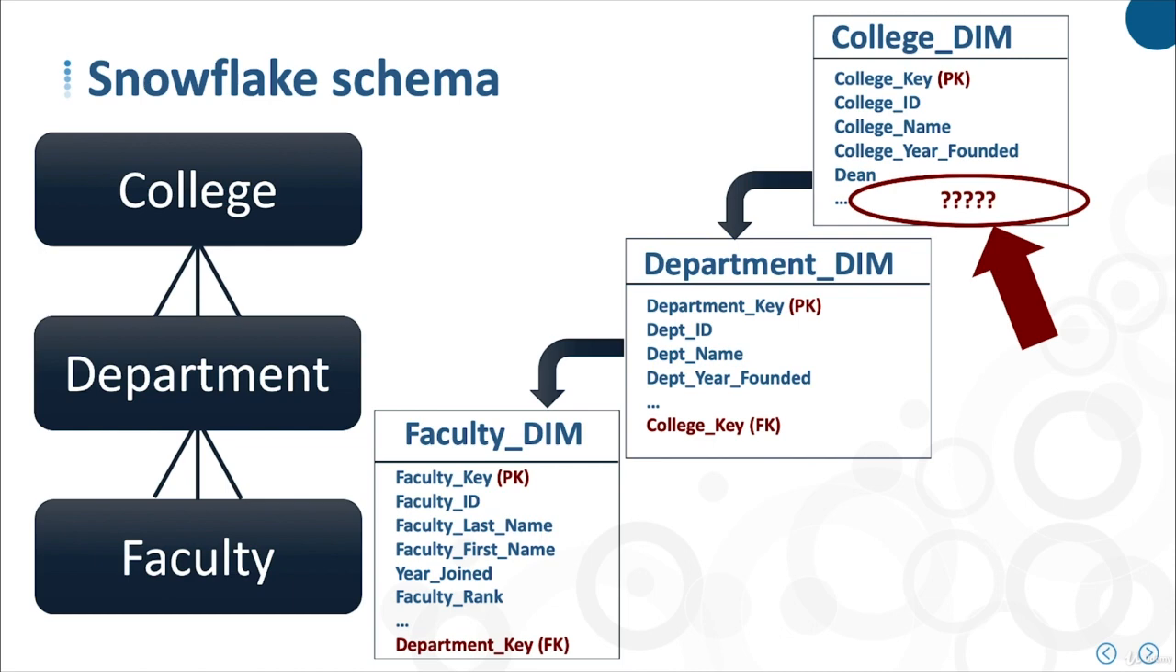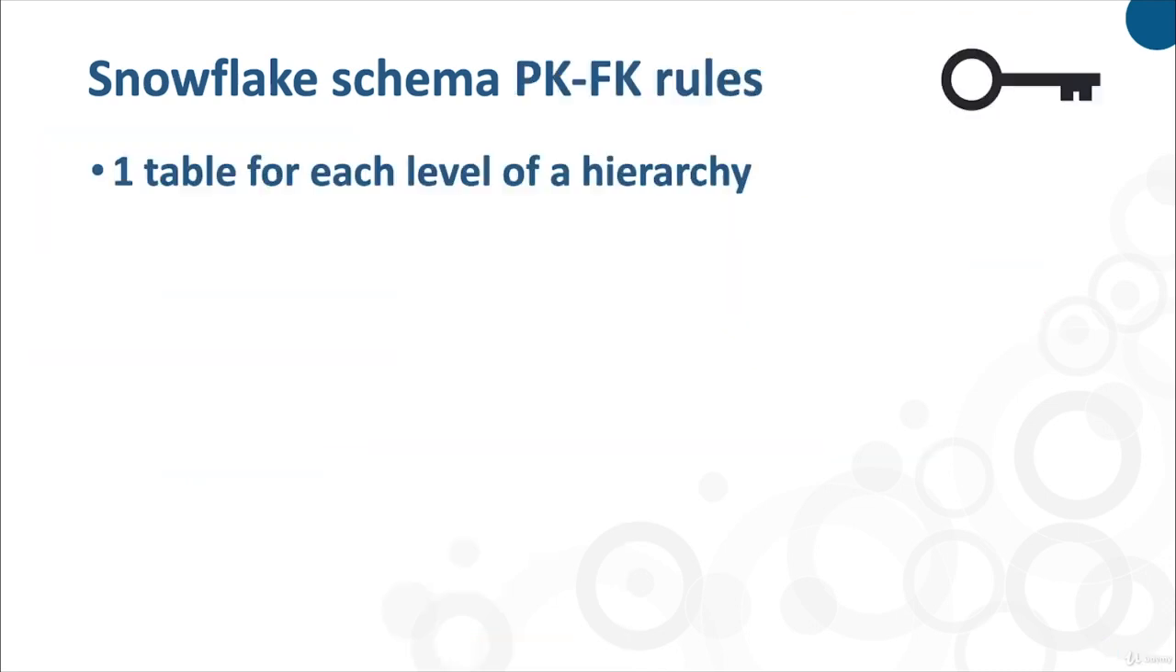We don't have a foreign key up there, and you might be wondering why that's the case, and that's because there is no higher level. College is the highest level of this hierarchy. The reason we have the foreign keys in a Snowflake schema is to basically make a linkage to a higher level along a particular hierarchy. If we're already at the highest level, we just don't have a foreign key. So you see a difference structurally between the dimension tables at different levels of the hierarchy.